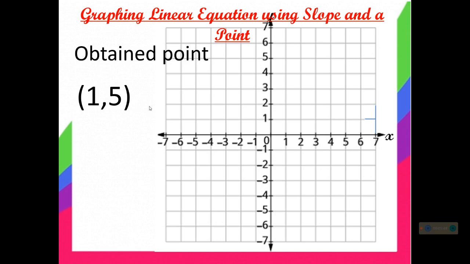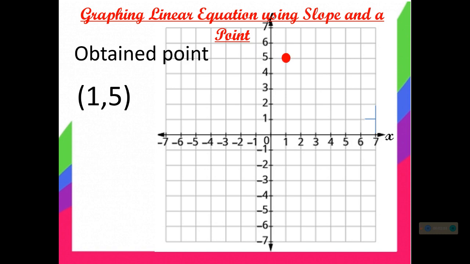This time, you will not plot the point on the y-axis because you have the obtained point, (1, 5). Since both are positive, it should be in the first quadrant, on this part. We have x equal to 1 and y equal to 5. So here it is, the point (1, 5).